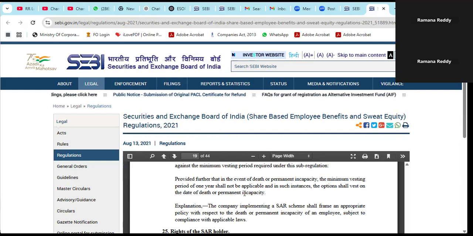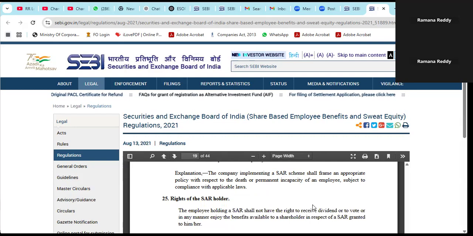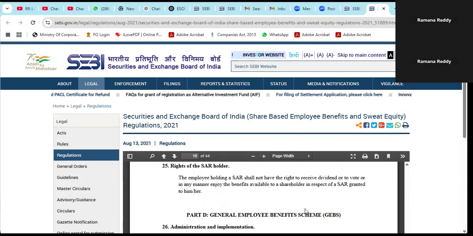And for all the details, the company implementing the SAR scheme shall frame an appropriate policy. The details shall be mentioned in respect of death or permanent incapacity of an employee, subject to compliance with applicable laws. All the details shall be mentioned in the scheme itself. What about the rights of the SAR holder? The employee holding a SAR shall not have the right to receive dividend or vote or in any manner enjoy the benefits available to a shareholder in respect of the SAR granted to him or her until exercise. He will not have any right of dividend or vote.